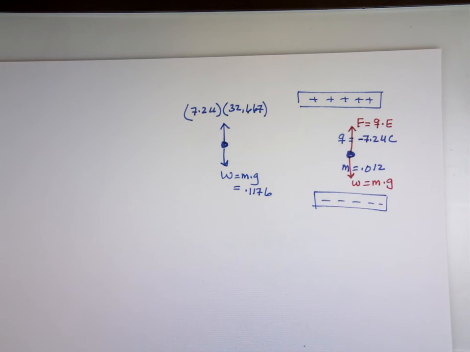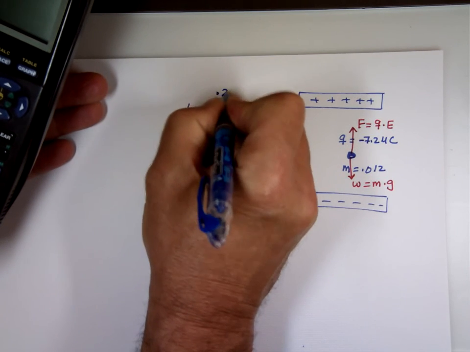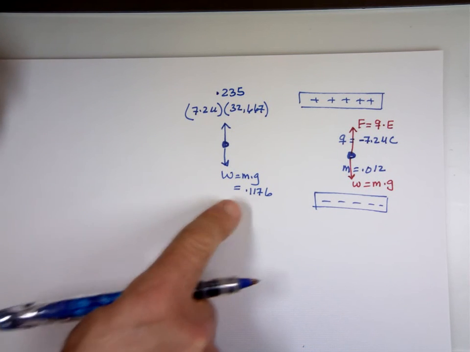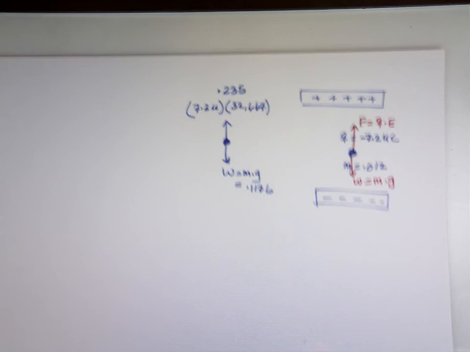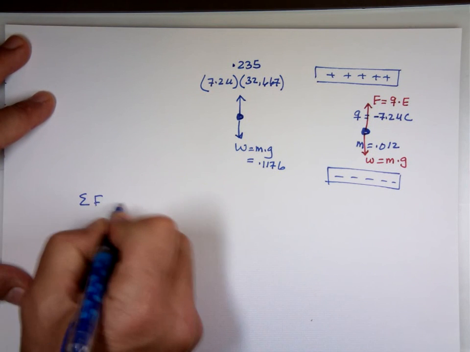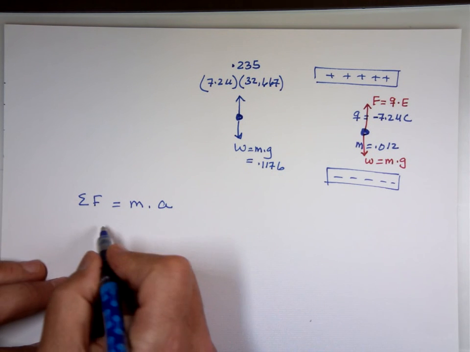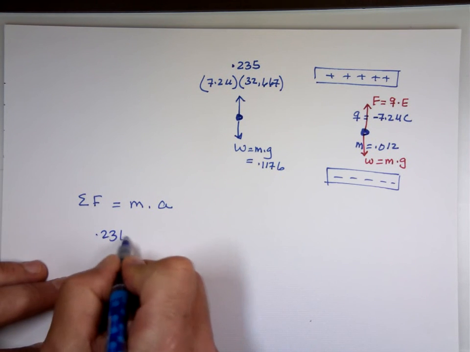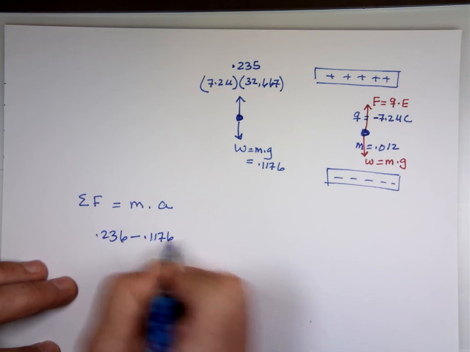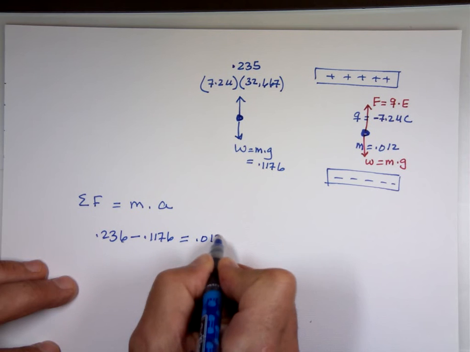What's the top number? 7.2 times 32,667. Notice this force is larger than that. Newton's second law says what? The net force equals mass times acceleration. Well, this force is larger than this, so my net force is going to be 0.236 minus 0.1176 equals the mass of the object, 0.012, times the acceleration. Can we get that acceleration?